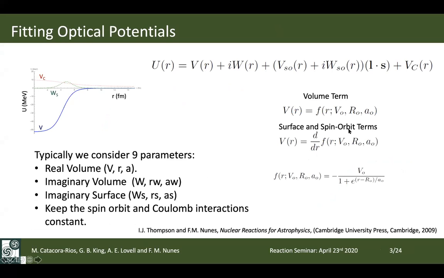In our work, we fit optical phenomenological potentials to experimental data. To fit these potentials, we usually consider 9 parameters. The real volume with the depth, radius, and diffuseness, imaginary volume with depth, radius, and diffuseness, and the imaginary surface with the depth, radius, and diffuseness. We keep the spin orbit and Coulomb interactions constant.